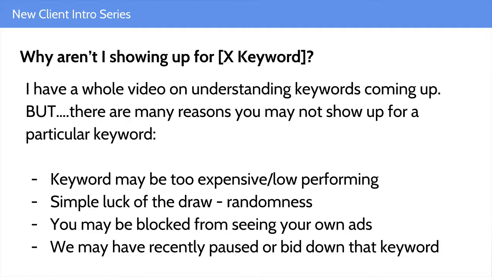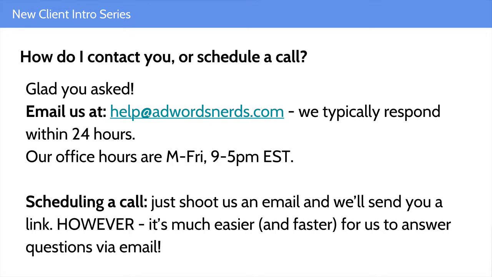And we may have just recently paused or bid down that keyword based on something that we're seeing in the account. So there's a lot of different reasons you may or may not show up for a certain keyword at a certain time or a certain type of day. If you have questions about why that's happening, it's important to ask us, because there's almost always an explanation. And it's usually not that we just haven't thought of a keyword, because we put a lot of effort into our keyword selection. So again, make sure you check out the video I'm going to send to you in a little bit about keyword selection, how we do that, because it can get a little complex, but it's definitely worth it to understand.